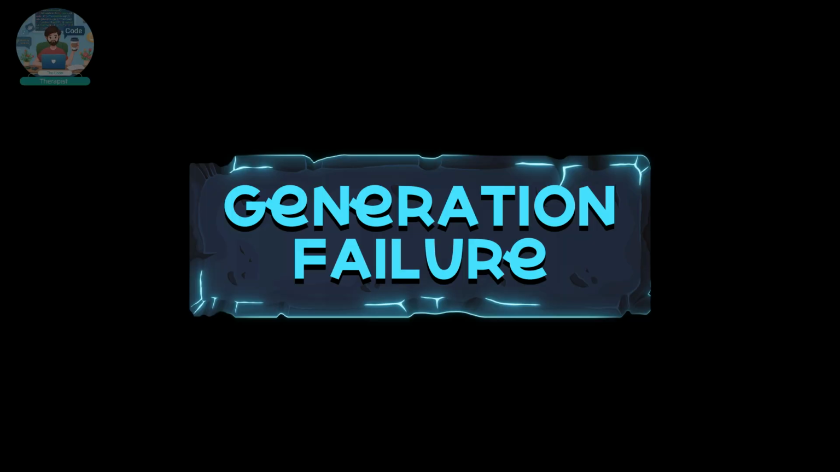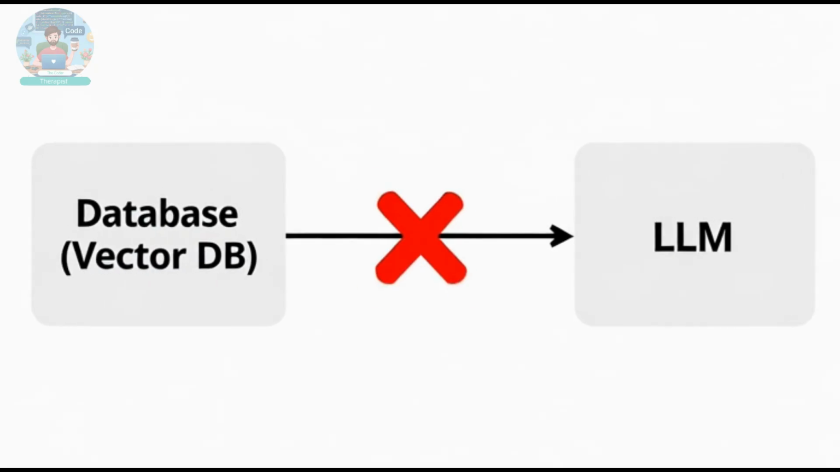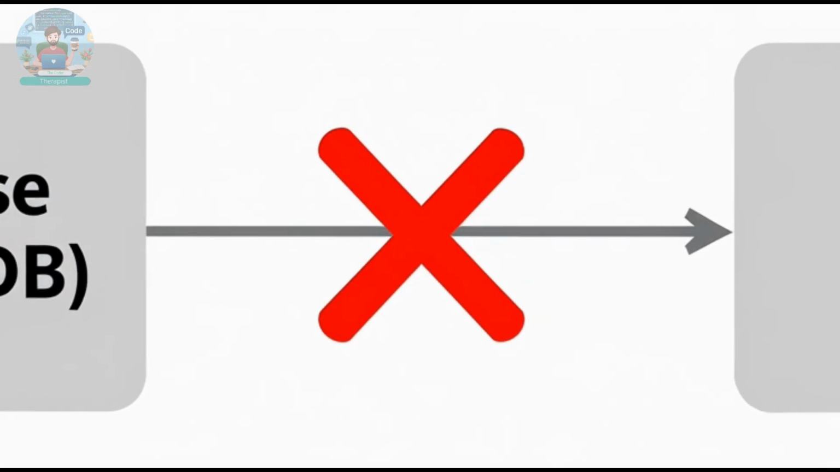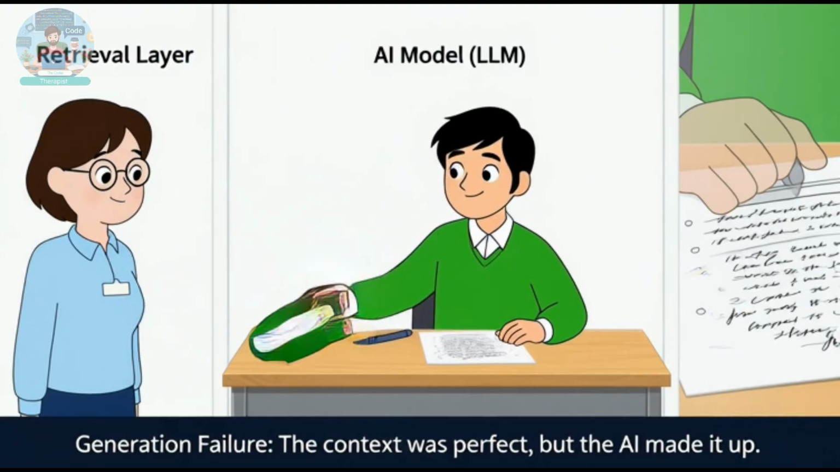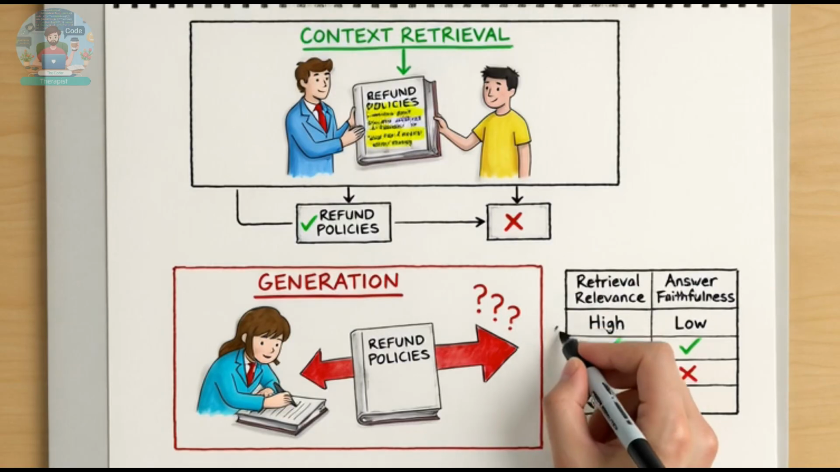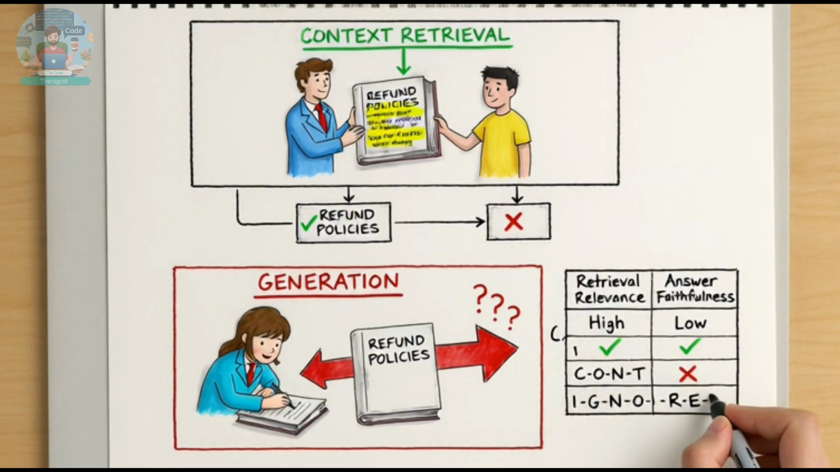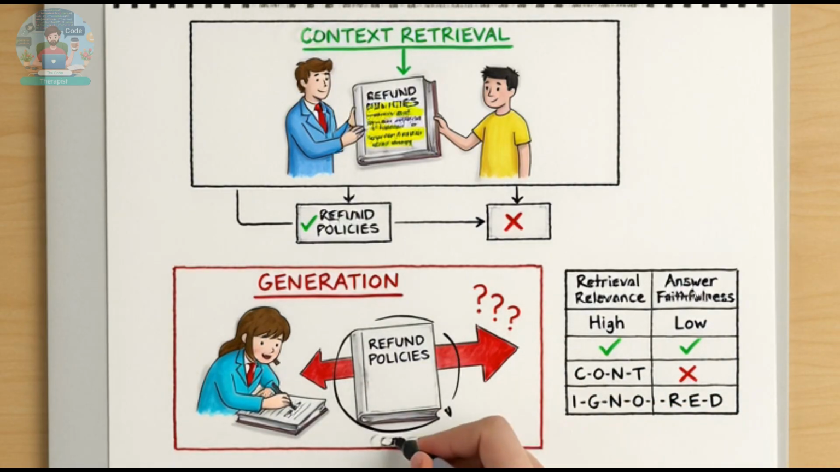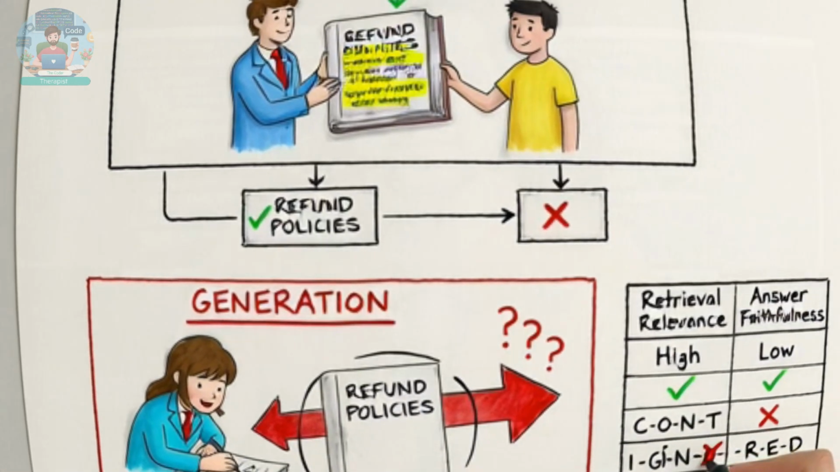The second failure is generation failure, often called hallucination. This is when the librarian gives the student the correct book, but the student ignores it and writes whatever they want. The context was perfect, but the AI still decided to make up an answer. And as an architect, you must measure these two problems separately.